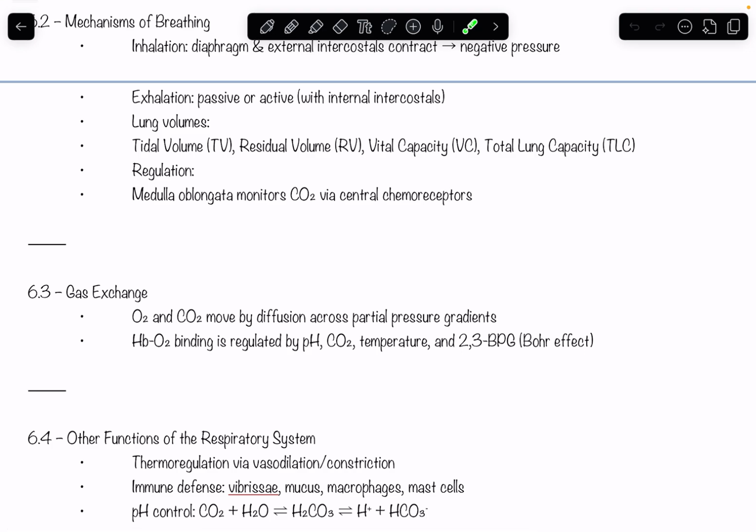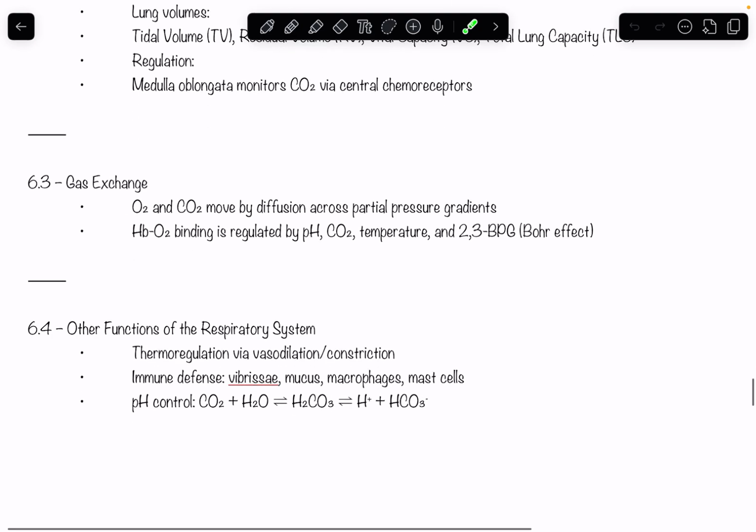So lung volumes: we have tidal volume, residual volume, vital capacity, and then total lung capacity. I will say, when I was originally studying for my MCAT, this was so hard for me to understand, because each of these does something different. But I never saw this on any full length or even on my real exams. So take that with a grain of salt if you want.